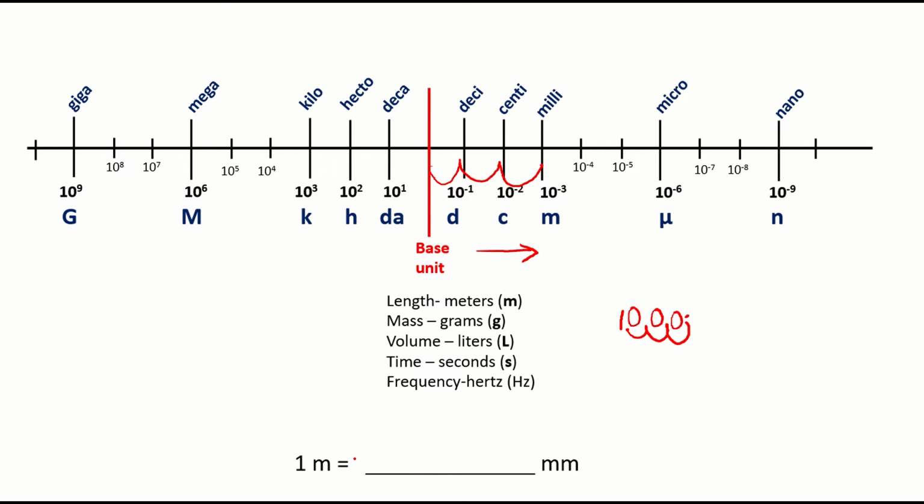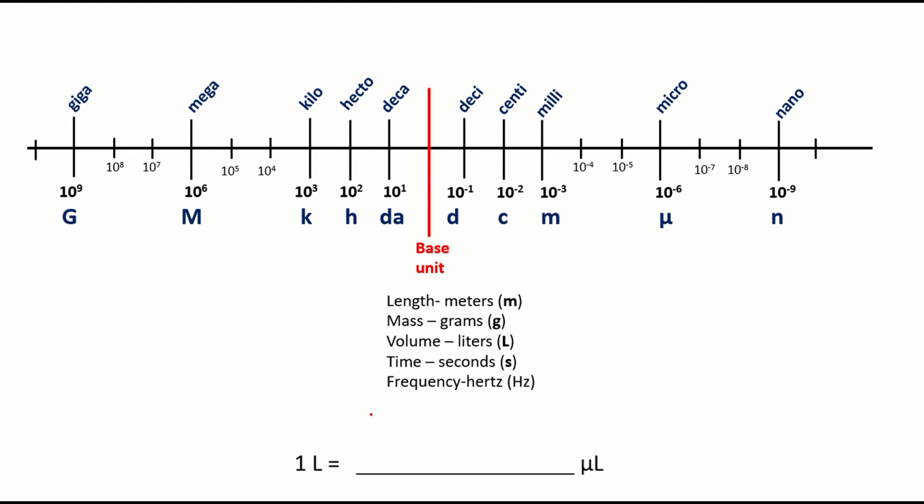In each loop, I'm filling zeros. Now what is my 1 meter converted into millimeters? It's 1000, because this is where my new decimal point is now. So 1 meter is equal to 1000 millimeters.